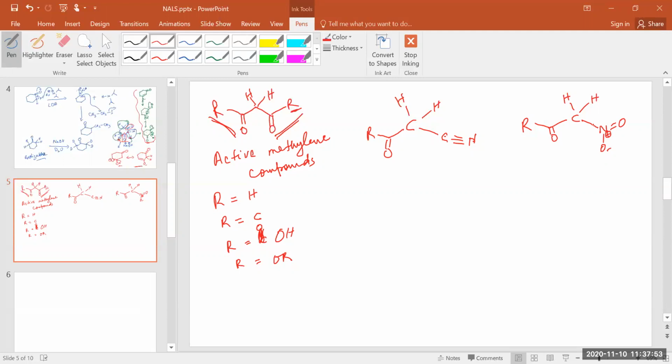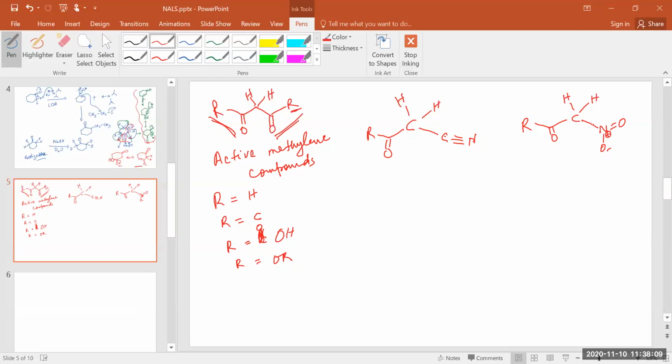In the book, there is a detailed study of two: acetoacetic ester and malonate. We will see the reactions of both one by one.